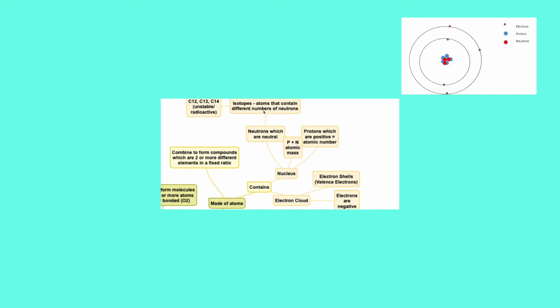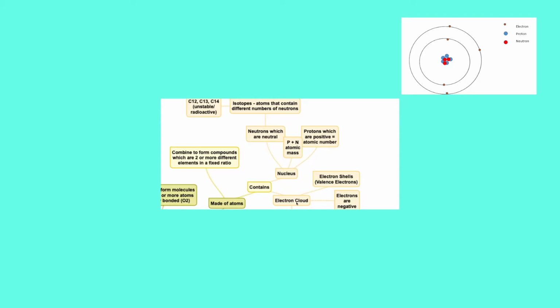Now, the number of neutrons can vary from one form of an atom to another, and this would be called an isotope. So, for example, we have carbon-12, which would be the most common isotope of carbon, 6 protons and 6 neutrons. However, we also have carbon-13 and carbon-14. Carbon-14 is going to have 6 protons and 8 neutrons.